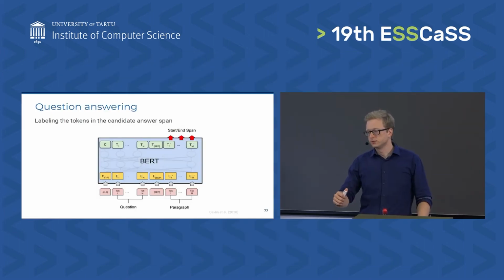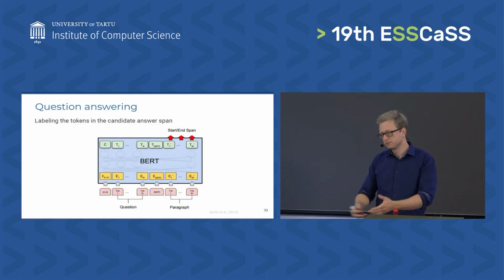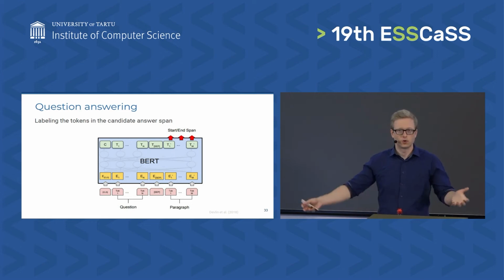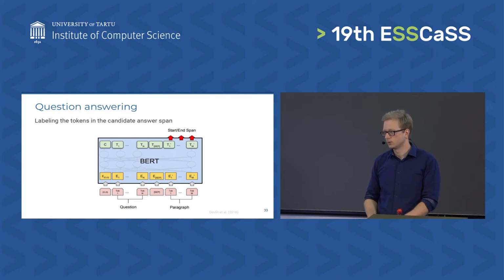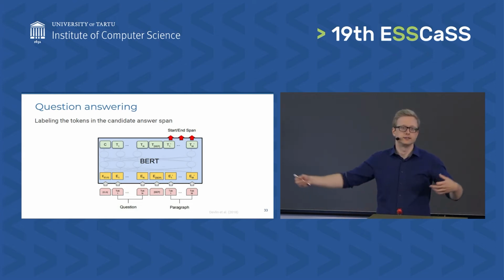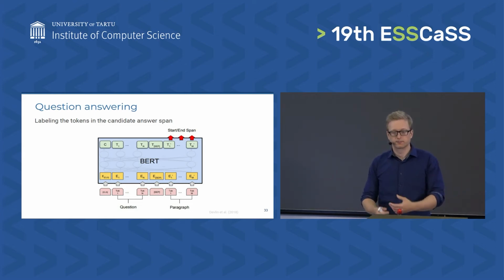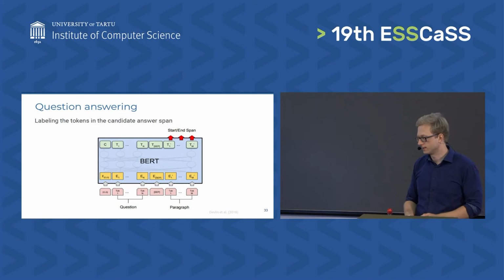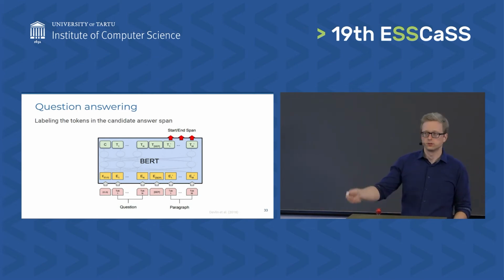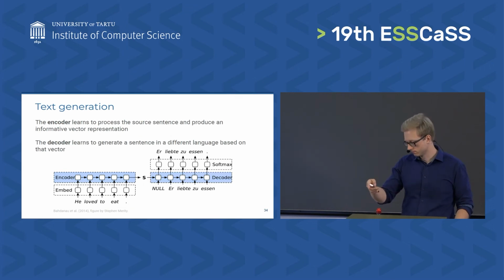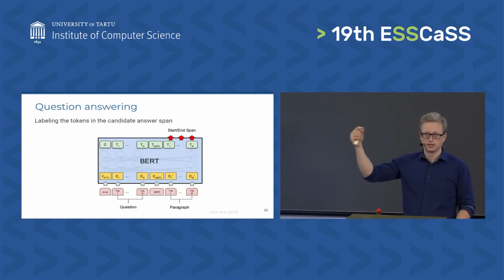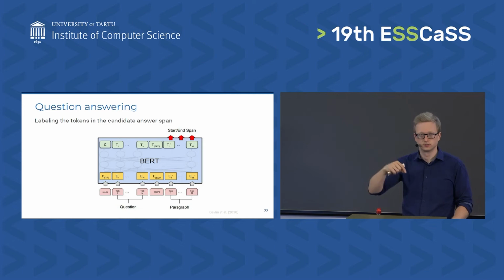We can also do question answering. So here we need to give even longer input, but we can still do it for most applications. We give the question itself as input and a paragraph that potentially contains the answer, and then we train the model to predict token level labels to indicate where in the text the answer is located.